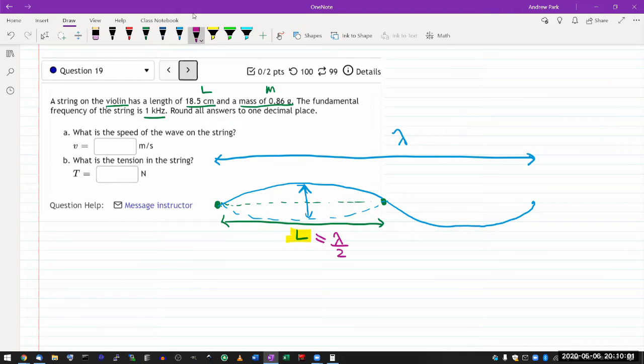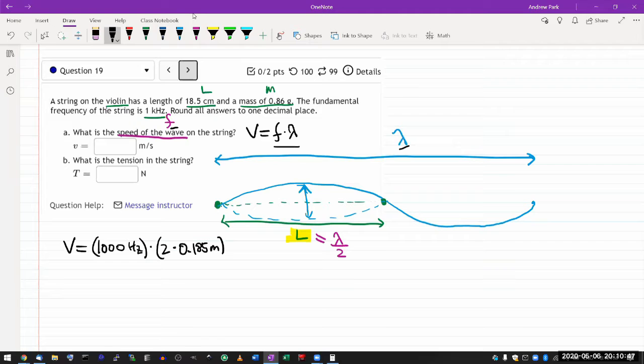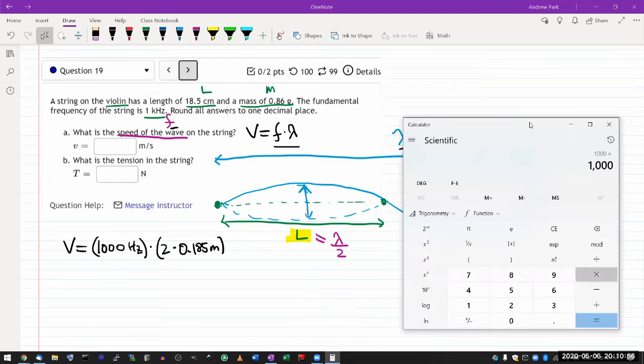So the question asks for the speed of the wave. It looks like I'm given everything I need for that. I know the frequency. If I use the relationship, wave speed is equal to frequency times wavelength, then I have the frequency, I have the wavelength, and I can just calculate the wave speed. So wave speed is equal to frequency, 1,000 hertz, times the wavelength, which is 2 times that length. Let me do it in basic SI units, so 0.185 meters. Plugging in all those numbers, 1,000 times 2 times 0.185, I get 370 meters per second for the speed of the wave.